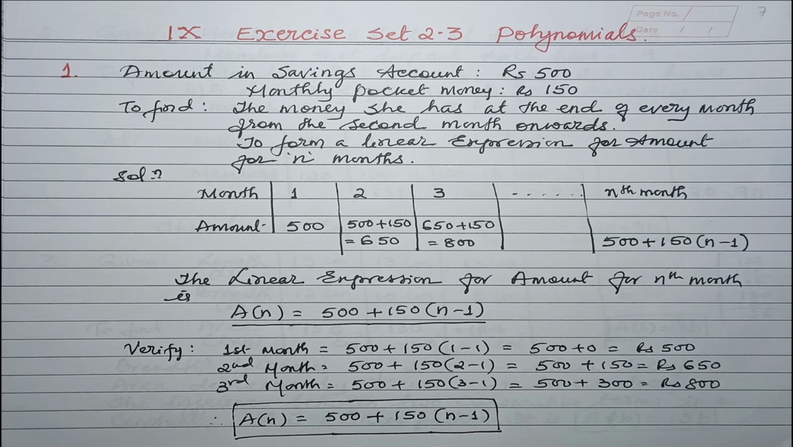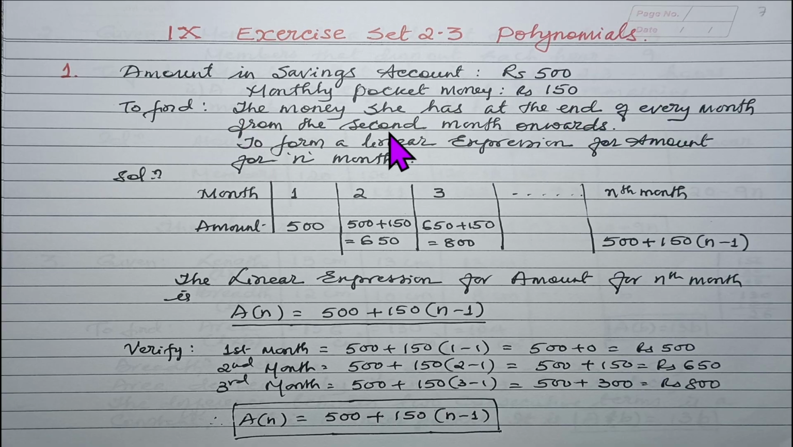Welcome to MRL. In this learning session, we'll learn the solutions of examples of exercise 2.3 of the Polynomials chapter, 9th NCERT Ganita Manjari textbook. Now, the first example given here is: the amount in the savings account of an individual is rupees 500. The monthly pocket money is rupees 150.